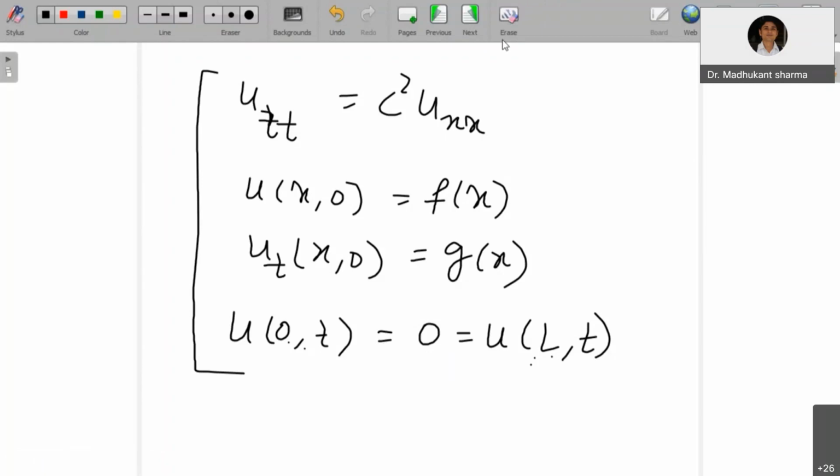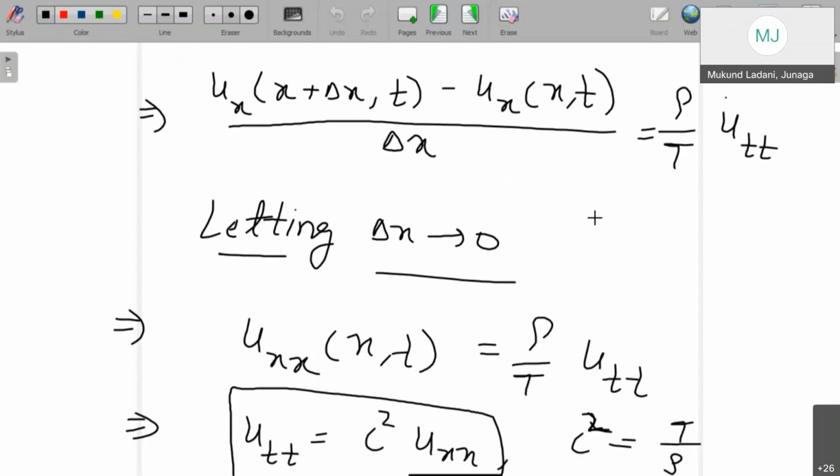Sir, have we got the uxx, doing the letting delta x tending to 0? Like, have we formed that equation? Yes, sir.